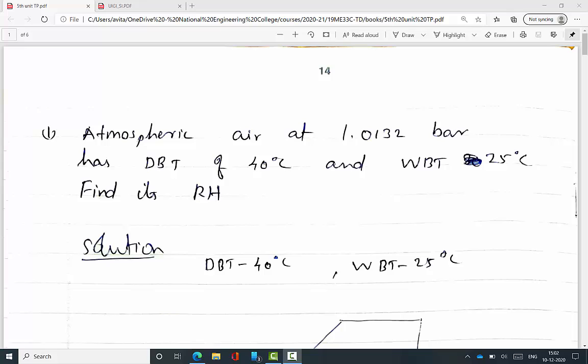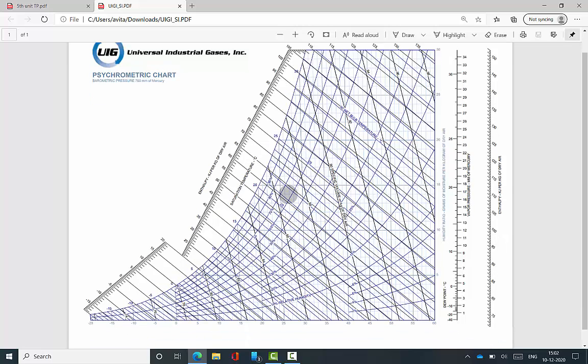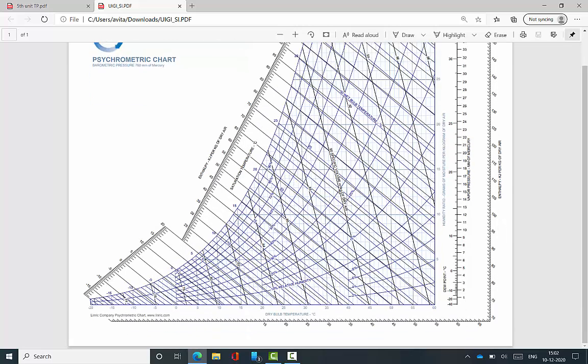Today we discuss and solve some problems related to the fifth unit. Okay, I already explained the psychrometric chart. The chart has the x-axis as dry bulb temperature and the y-axis as humidity ratio, nothing but specific humidity or moisture content. The unit is kg per kg of air, or otherwise gram per kg of air.